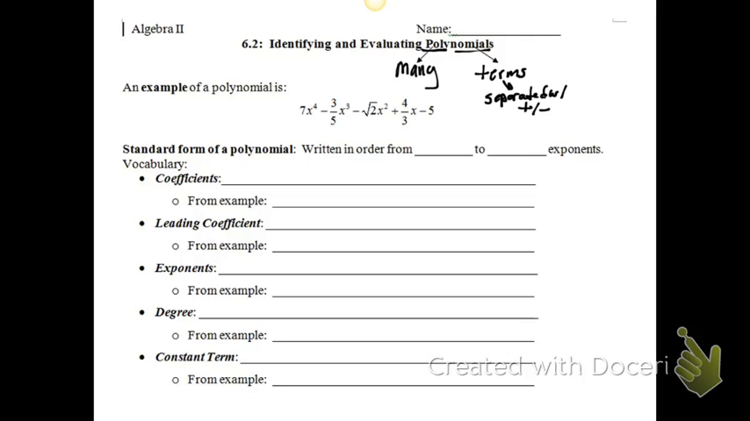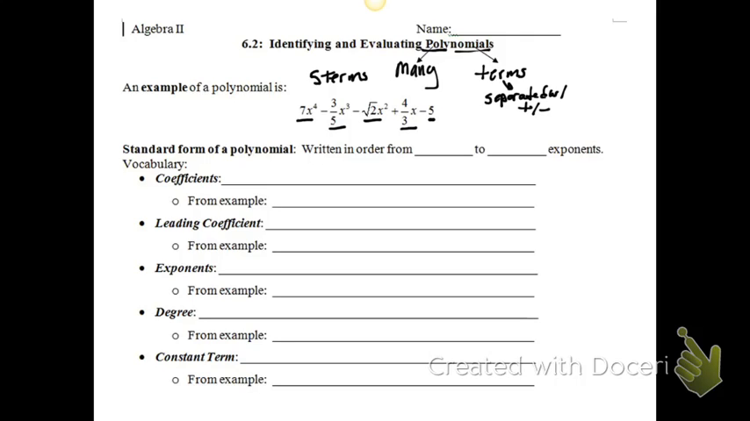So when you look at the example that I gave you, it has a bunch of terms here. The first one is 7x to the fourth. Then there's a minus sign, so this is the second term. Then a minus sign, this is the third term. Plus sign, fourth term, minus sign, fifth term. This has 5 terms. So it's got a lot of terms.